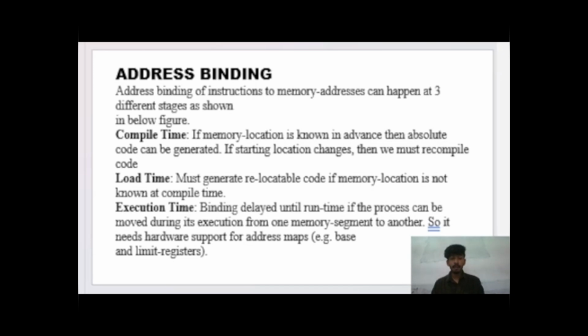Compile time means if the memory location is already known, then absolute code will be generated. If the starting memory location changes, then the code is recompiled. Load time means we must generate relocatable code if the memory location is not known at compile time. Execution time means binding is delayed until runtime if the process can be moved during its execution from one memory segment to another. So it needs hardware support to run or execute the process.